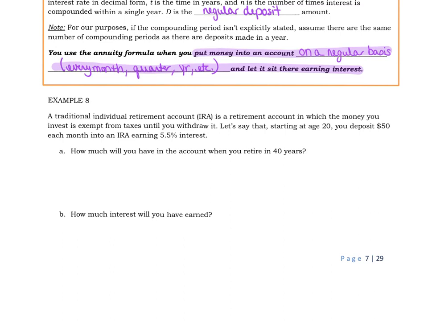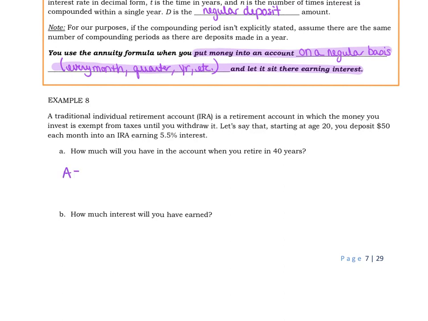A traditional IRA is a retirement account where the money you put in, you don't pay taxes on now. So you do that before taxes are taken out of your paycheck. But then whenever you take it out of your retirement account when you have retired, at that point the money is taxed. Okay, so there's a benefit now to having that money set aside. So let's say you're 20 years old and you're going to put $50 every month into this IRA, earning 5.5% interest. So the question is, when you retire 40 years from now, how much money will you have in this account?